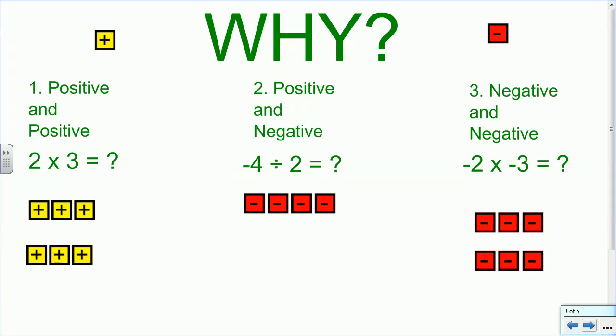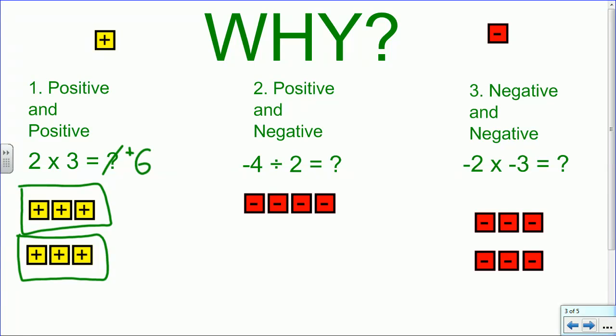I tried to draw up the example of 2 times 3. If you have two groups of 3 positives, you have one group and two groups of 3 positives. It's easy to see that if you just count those up, you have 6, and they're all positive. So this answer would just be 6, a positive 6, and that is a little illustration to show you why.